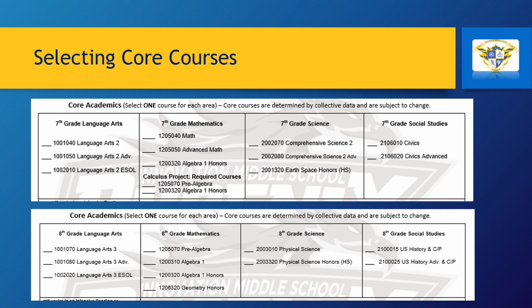As you can see, math has multiple options. Please continue the progression you are on. For example, if you are in Algebra 1 now, then you would select geometry for next year. Or if you are in 6th grade math now, then you would select 7th grade math for next year. Remember, your selections are not set in stone and are subject to be changed based on collective data.